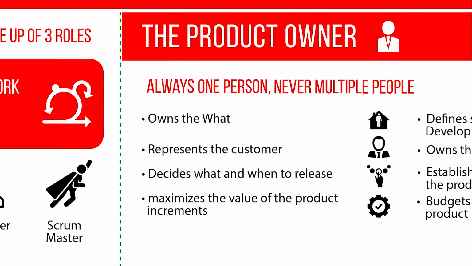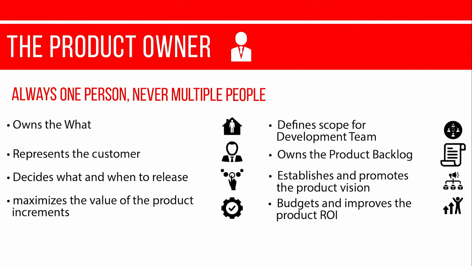Let's go over the product owner. Product owner maximizes the value of the product increment. The product owner is always one person, never multiple people. He or she represents the customer and decides what and when to release. The product owner is responsible for defining the scope of the development team, owning the product backlog, establishing and promoting the product vision, and for budgeting, as well as improving the product ROI by prioritizing the work.